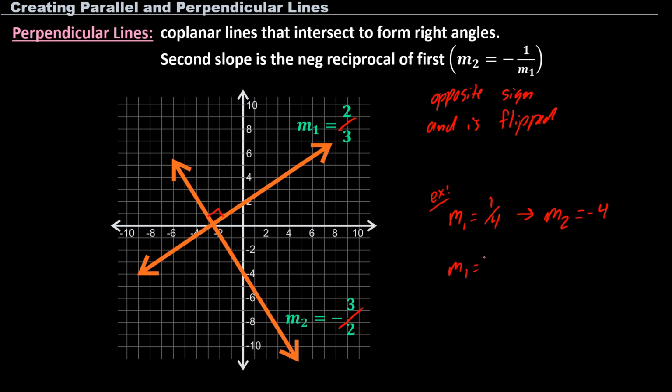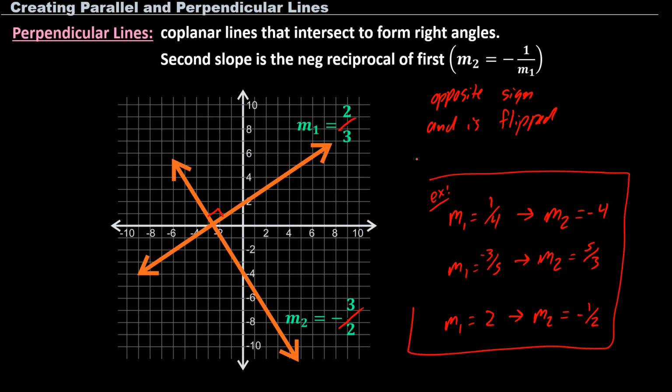If M1 is negative 3/5, M2, because it's negative, it's now positive, and because it's 3/5, it becomes 5/3. And if M1 was 2, M2 would be negative 1/2. So that is some examples of how we can see these perpendicular slopes interacting with each other.